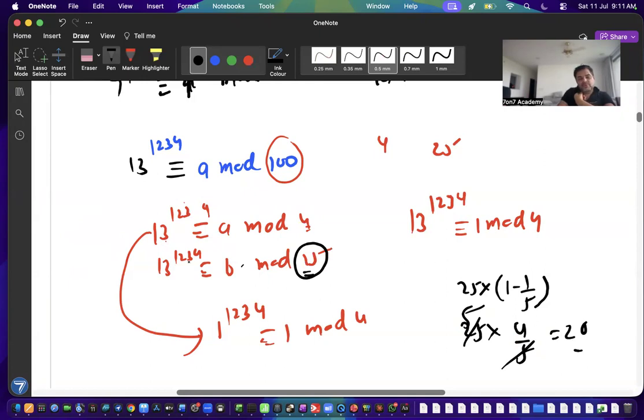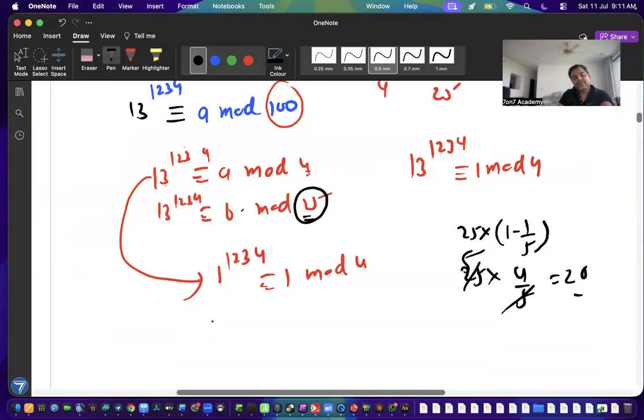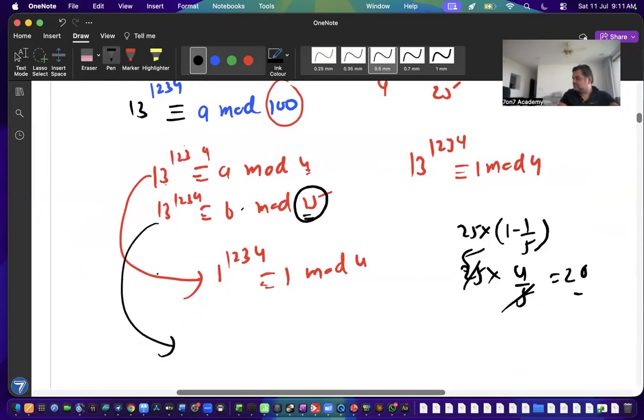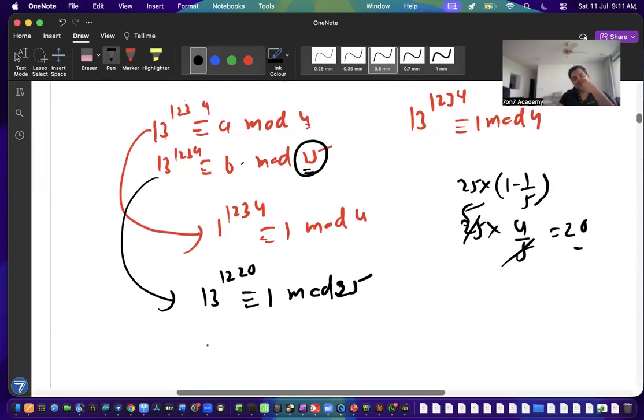So what is the closest multiple of 20 to 1234? Because we have to write these powers. 1220, no? So you have 13 raised to 1220, and this would give 1 mod 25. Agree? So the remaining part is 13 raised to 14, which is equal to B mod 25. Now our problem is reduced to this.